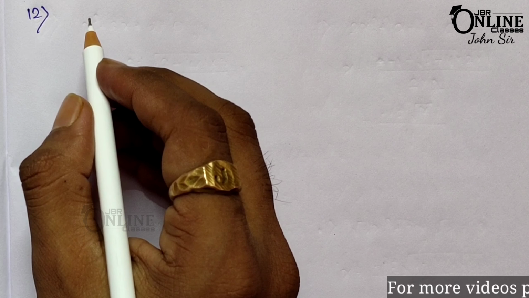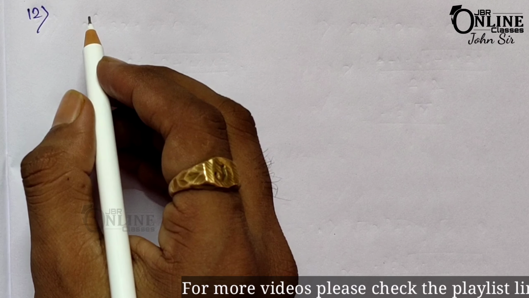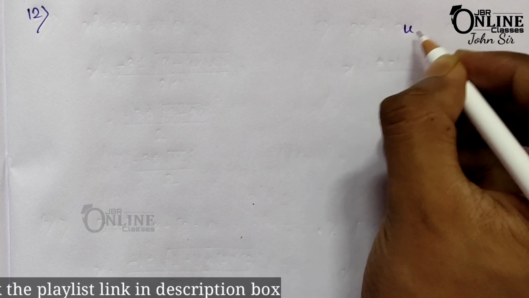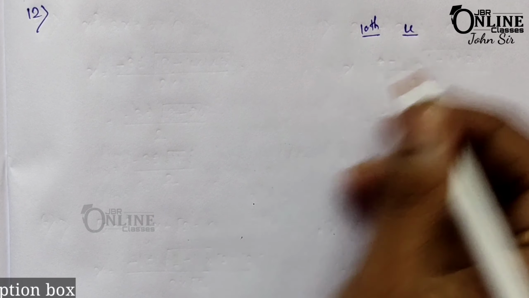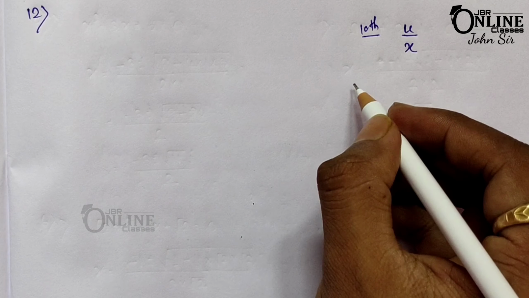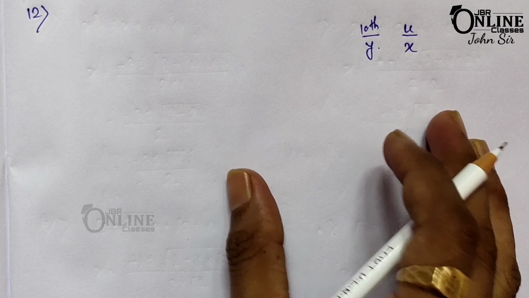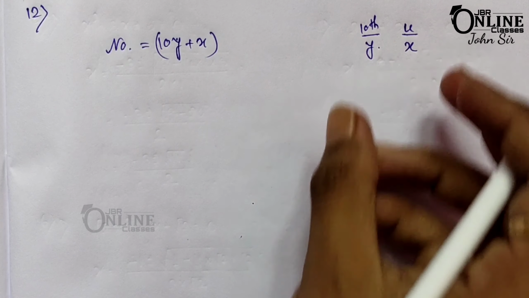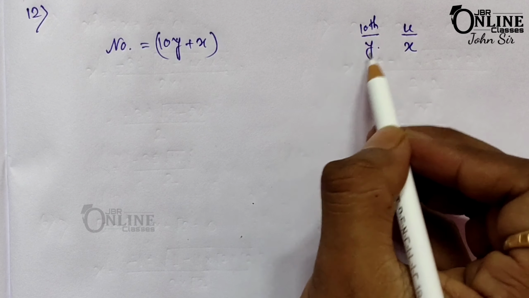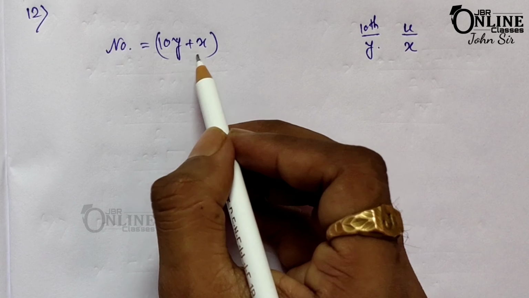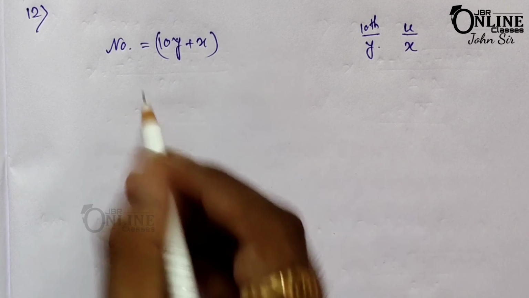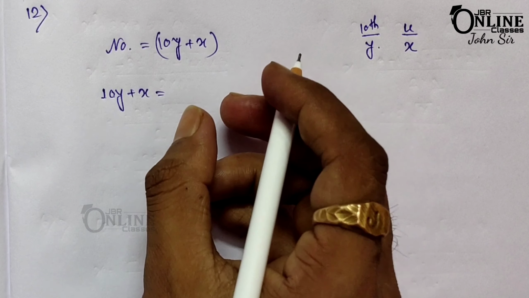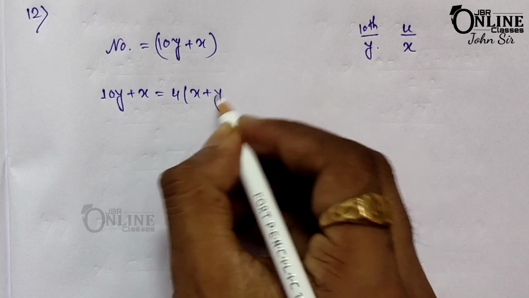Now sum number 12: a 2-digit number is 4 times the sum and 3 times the product of its digits. A 2-digit number has a unit place and a tens place. Suppose the unit place be x and the tens place be y. Now the number will be 10y plus x, because to construct a number you have to multiply 10 with the tens place and then add the unit place. According to the first condition, the number will be equal to 4 times the sum of its digits.